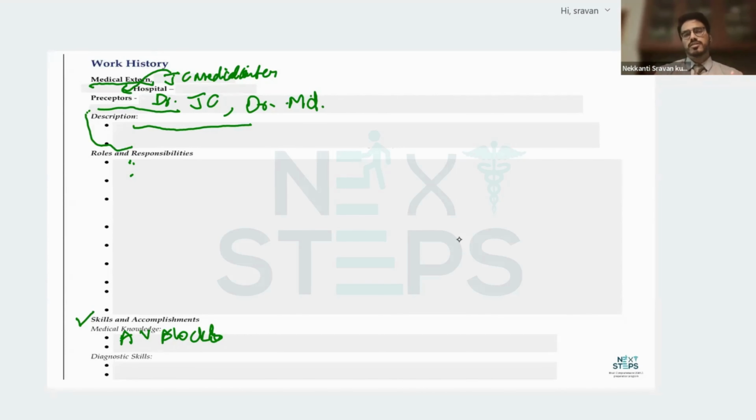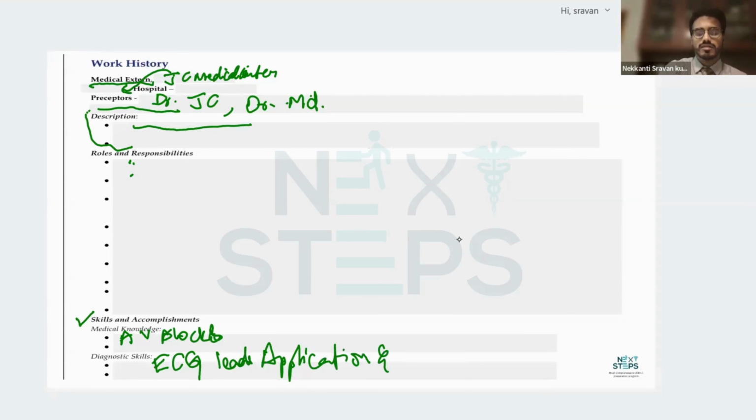So Dr. JC got a patient who had a type 1 morbid AV block. So I was following up with her. That's when Dr. JC asked us to study about the types of AV blocks, and then we even had a session regarding it. And then the next day, I even learned how to use the ECG leads and how to connect them. So that adds up, right? In the skills right away, you can put ECG leads application and reading ECGs, or EKG, whatever you want to call it.